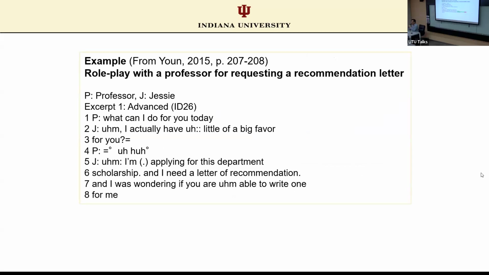And you can see this example here, a role play with the professor, and these are the actual exchanges. This is, I think, an advanced student. "What can I do for you?" "And I actually have a little favor for you. I'm applying for this department scholarship, and then I need a letter of recommendation. And I was wondering if you're able to write one for me, right?" And you can see that the TX, who plays the role of a student, has some intended pauses, right? And then she says something about why she needs that. She didn't say, I need a letter of recommendation, right? She said why she needs that, using the past progressive tense here to have some more distance between TX and the professor.